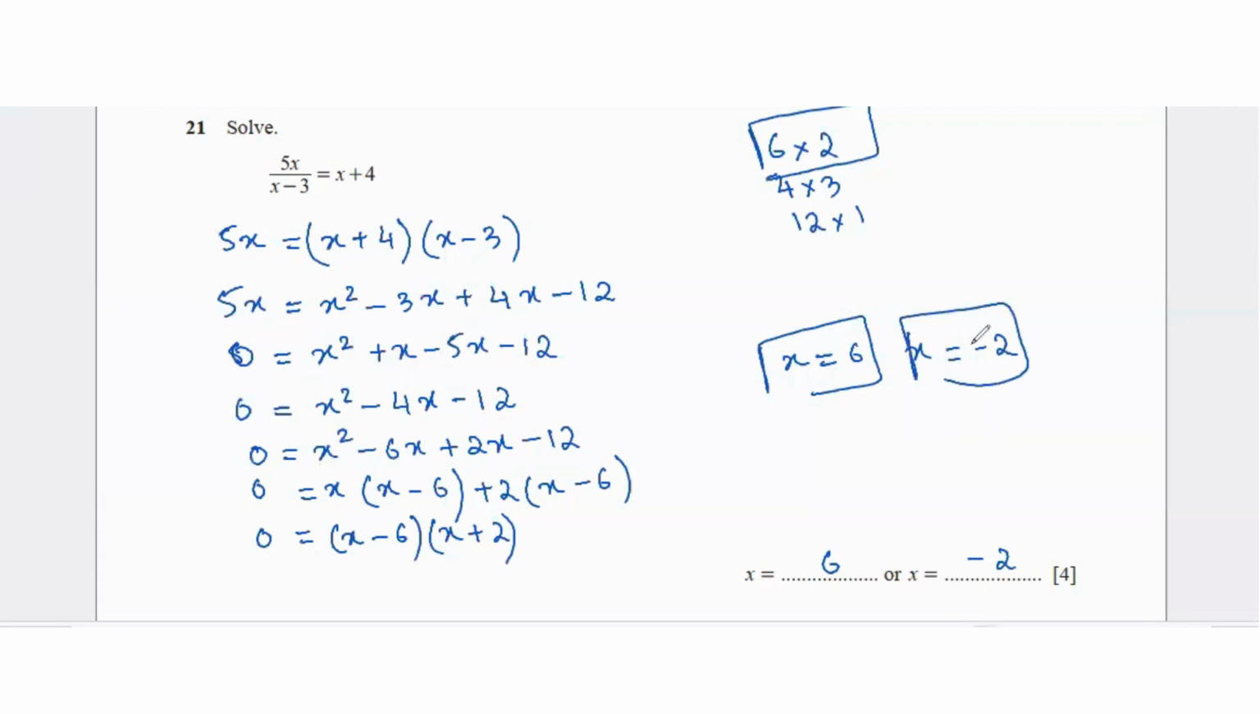Basically, we're using factorization of a quadratic equation. We could use the quadratic formula, but that will be lengthy for this. Just go for the simple factorization methods, factor by grouping, and get your answers.